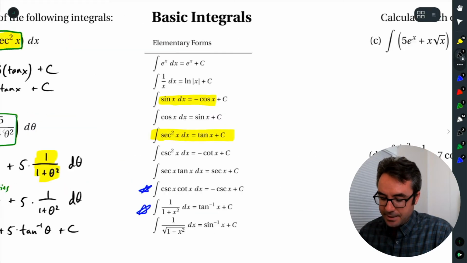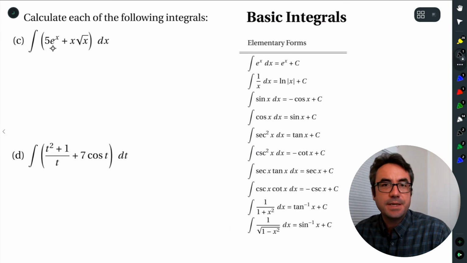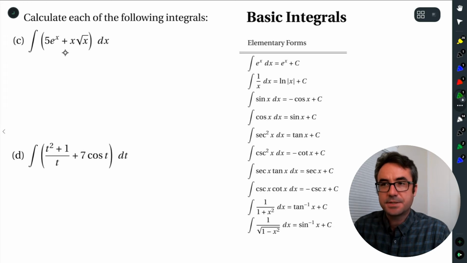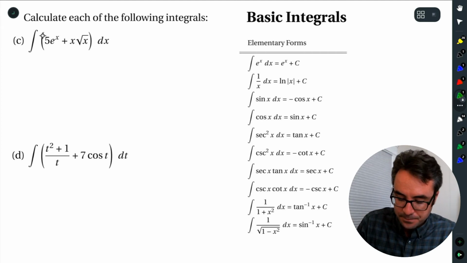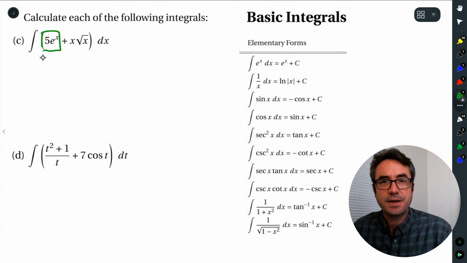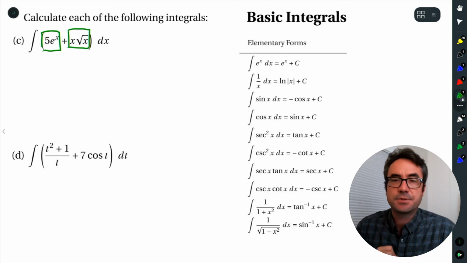All right, let's try another one. Let's do the integral of 5 times e to the x plus x times square root x. And so when we look at this, again, the addition and subtraction signs are really splitting up the different pieces of our function in terms of how we integrate. So when I look at this, my first term here is 5e to the x, and then my second term here is x times square root x.